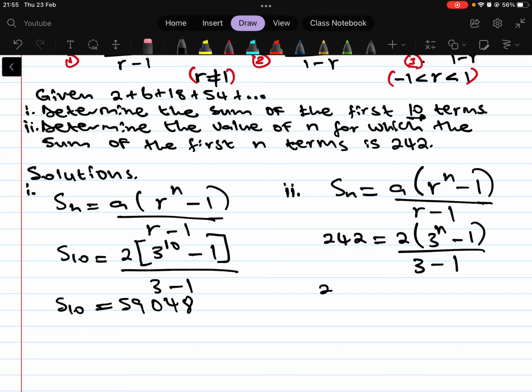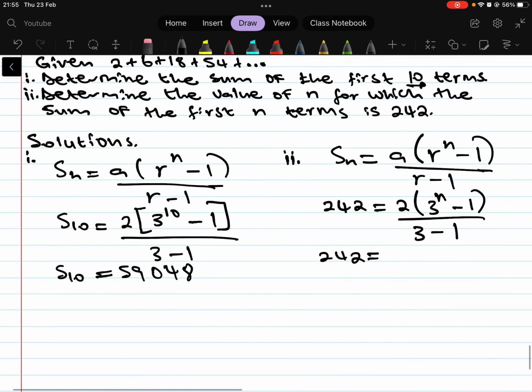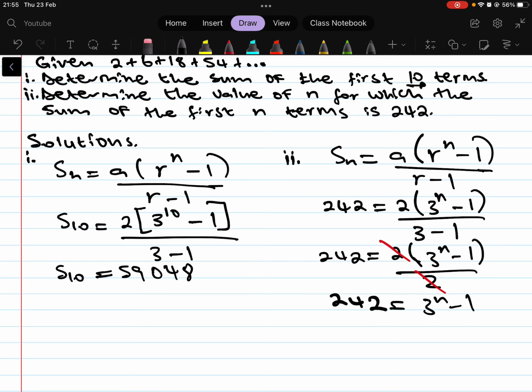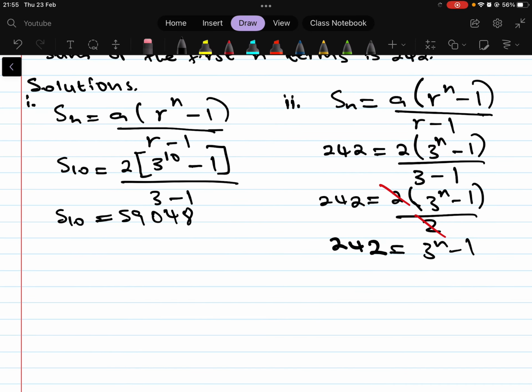So now we're just going to simplify this and then see how much we get. We still have 2. I'm just going to firstly simplify the denominator and make it 2 like that. That makes it clear that the 2 will cancel with the other 2. Then we are left with 242 equals 3^n - 1. We move the 1 to the left hand side. We are having 243 on the left hand side, and then we are left with 3^n on the right hand side.